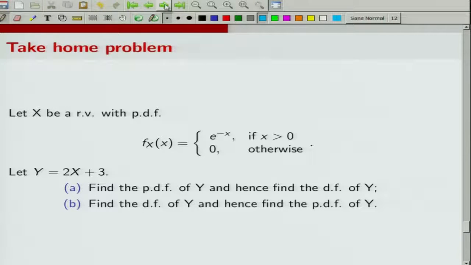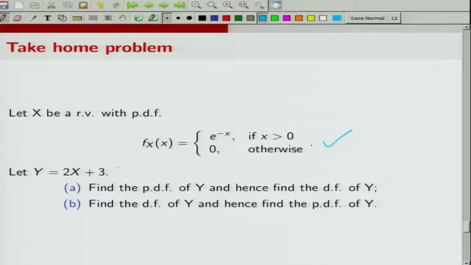So let me now give this take home problem. Let x be a random variable with PDF given by this. One can check that this is a PDF, it is non-negative. If you integrate it from minus infinity to infinity, you get 1. Now I define y is equal to 2x plus 3, so my g(x) is 2x plus 3. So repeat the last exercise, find the PDF of y and hence find the distribution function of y. Or find the distribution function of y and hence find the PDF of y.